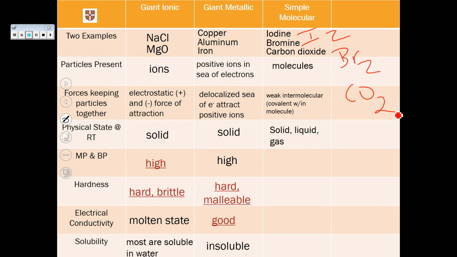The physical states are solids, liquids, or gases at room temperature. Molecules have lower melting and boiling points. They are soft, they are non-conductors, and they are usually insoluble in water, but soluble if polar to form hydrogen bonds. I know it's hard to see that last thing right there. It says to form H bonds.